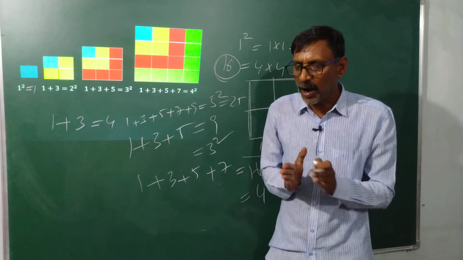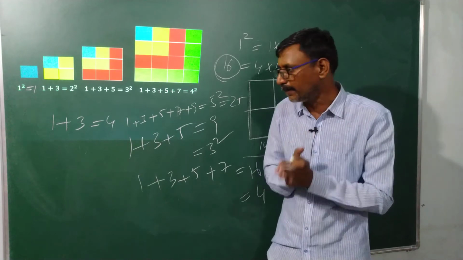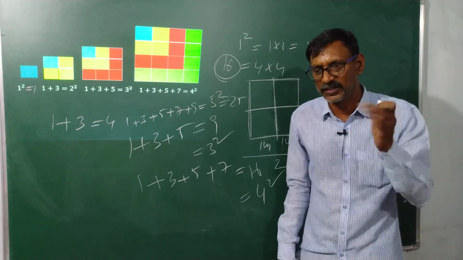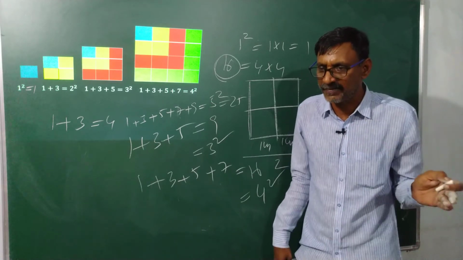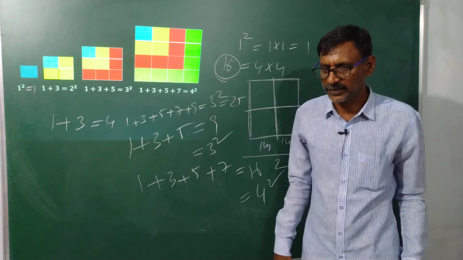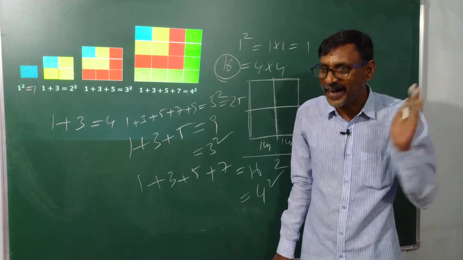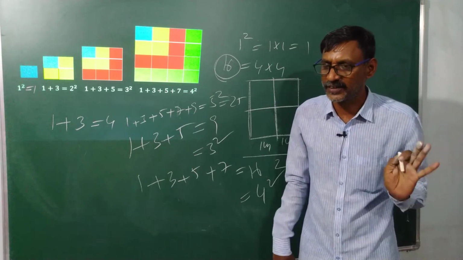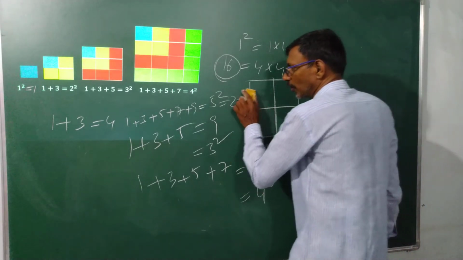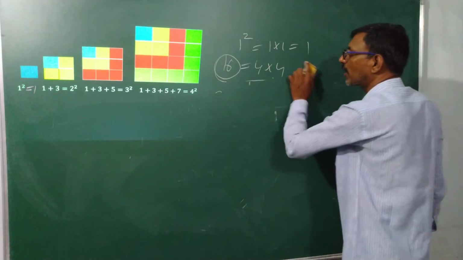The sum of odd natural numbers is always a square number. That depends upon how many odd natural numbers you take. The sum of the first 5 odd natural numbers is always equal to 25, because 5 square is 25. If I take the first 10 odd natural numbers, that is equal to 10 square, which is equal to 100.